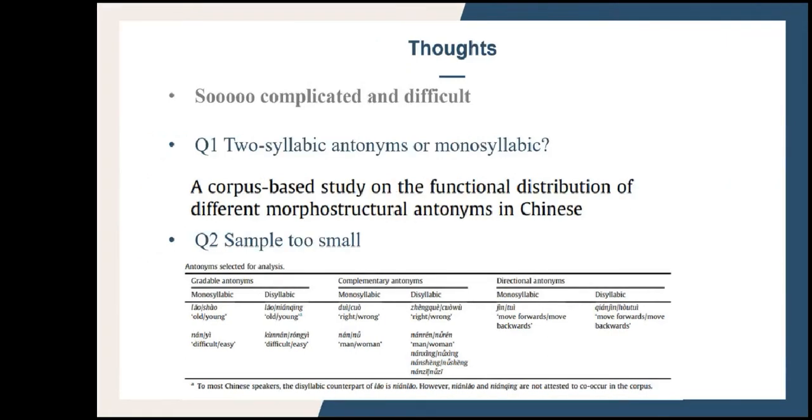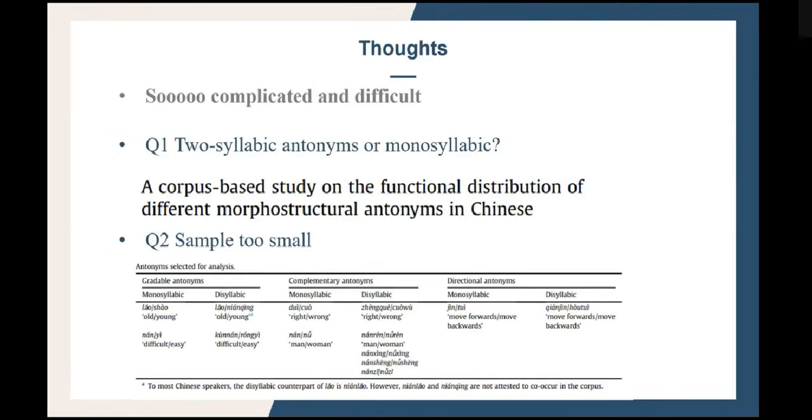And the second question is that only 13 pairs of antonyms were chosen, 3 of which had the same meaning and only slightly different composition. Here we can see 男人、女人、男性、女性、男生、女生、男子、女子. So, will this affect the overall study's reliability and validity?